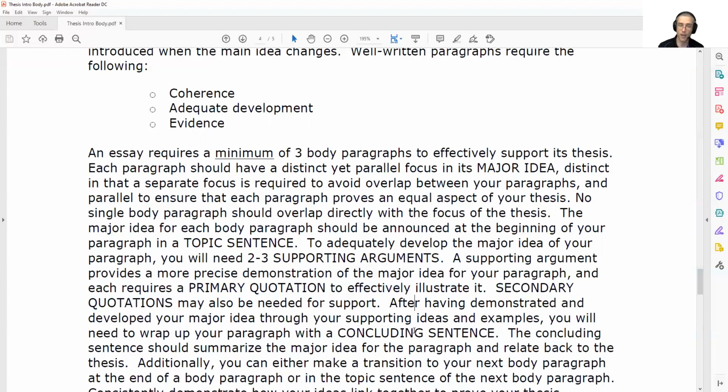After having demonstrated and developed your major idea through your supporting ideas and examples, you'll need to wrap up your paragraph with a concluding sentence. That concluding sentence summarizes the major idea of the paragraph. It's like a restatement of your topic sentence using different language in such a way that essentially concludes everything, that brings everything together. It advances your argument, or it shows how your argument has advanced over the course of the paragraph.